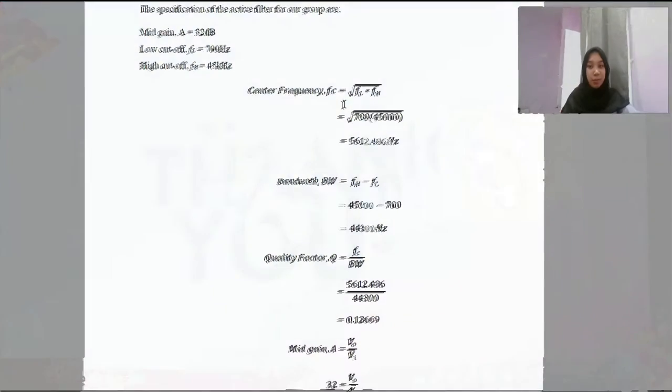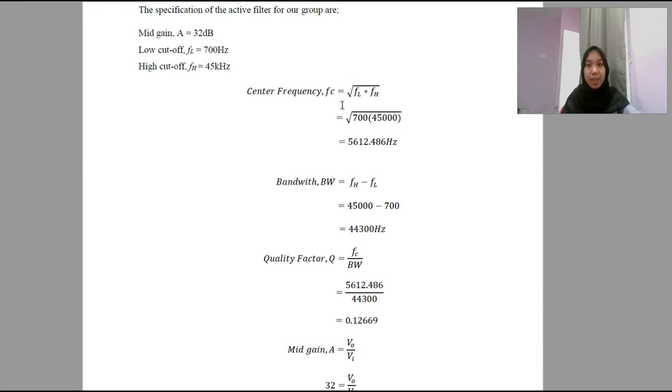Thank you. Assalamualaikum warahmatullahi wabarakatuh, and hi, my name is Hani Farhana binti Hasbullah, matric number AE190129, and I will present the calculation. So the specifications of the active filter for our group are given as mid-gain A equals 32 decibels, low cut-off frequency equals 700 Hz, and high cut-off frequency equals 45 kHz.